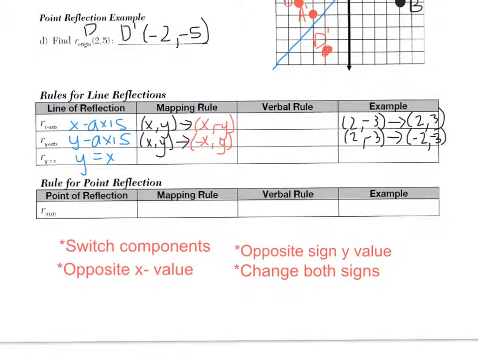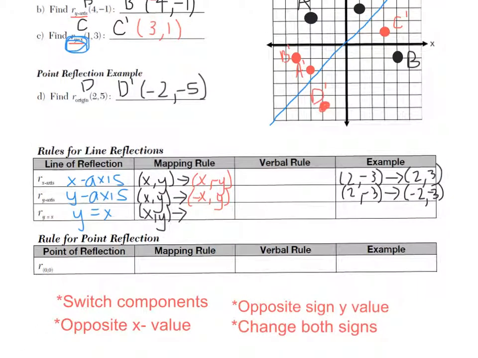Last, what if I was going to map over the line of reflection of y equals x, and I was given the point x, y? What would I do? Well, we talked about this in my example that was right here. We said that if you get y equals x and you're reflecting about that and you had the point 1, 3, what did we do? We switched the components. So that means my y would become my x and my x would become my y. So in the point of 2, -3, if I reflected about y equals x, it would be -3, 2.